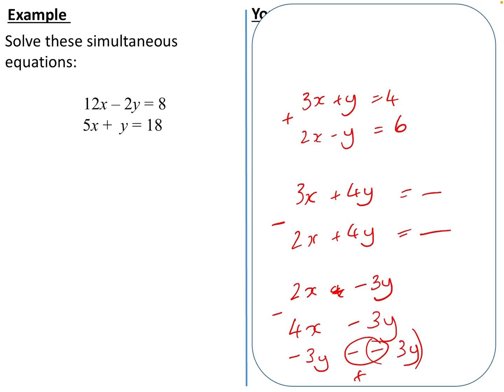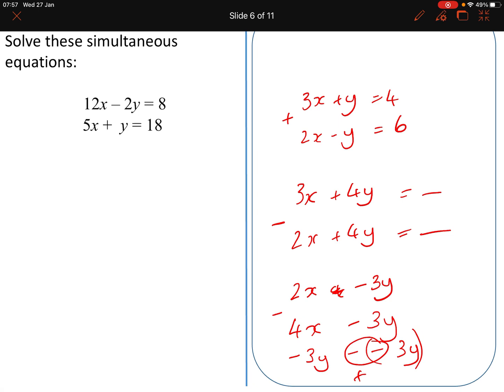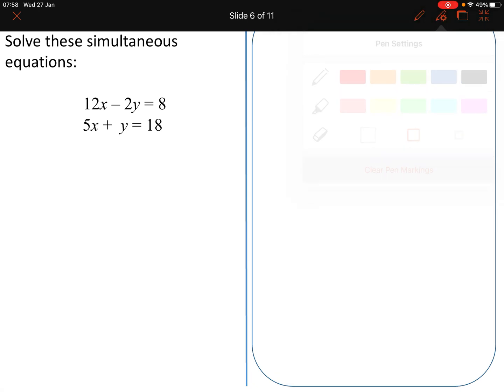What you're going to see in today's lesson is that instead, they won't all cancel instantly. If I was just to add these up because they're different signs, I get 17x, negative 2y plus y, well that creates negative y, 8 plus 18 is going to give me 26. Well, that doesn't help me because I now can't solve this because I've still got two unknowns. So I can't just immediately add them up. I need to do something else.